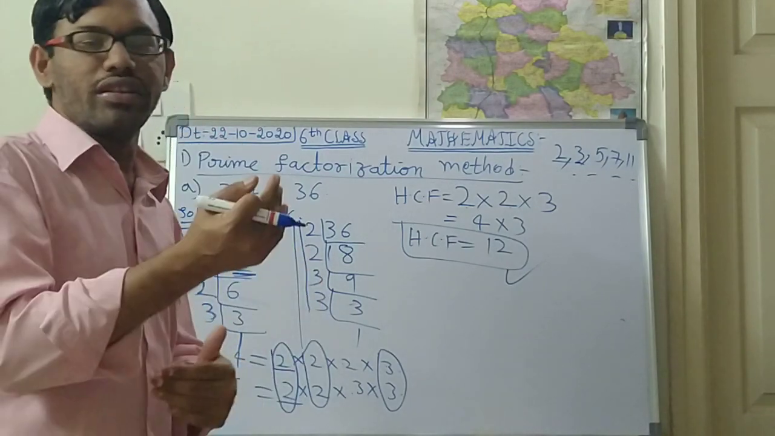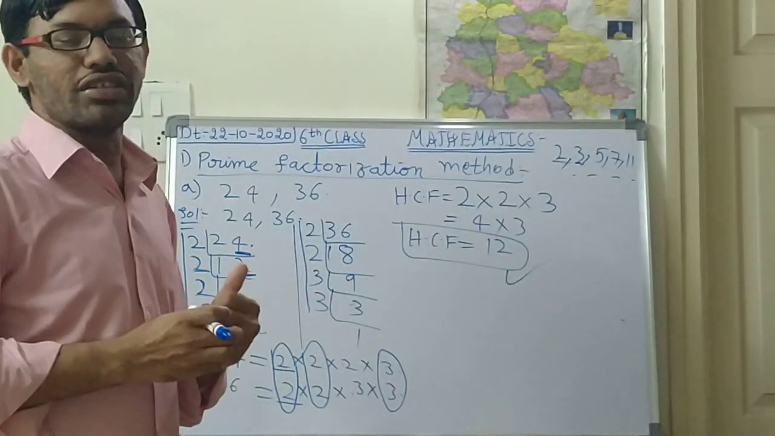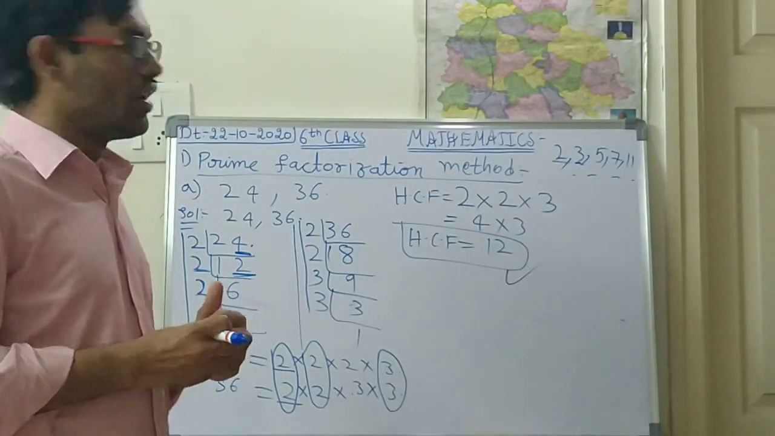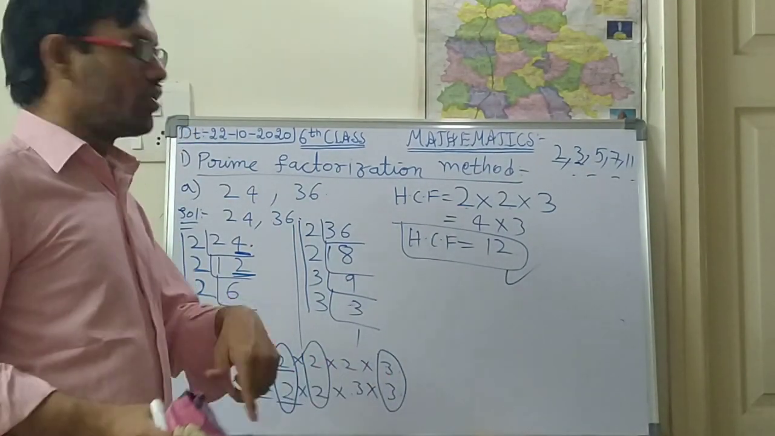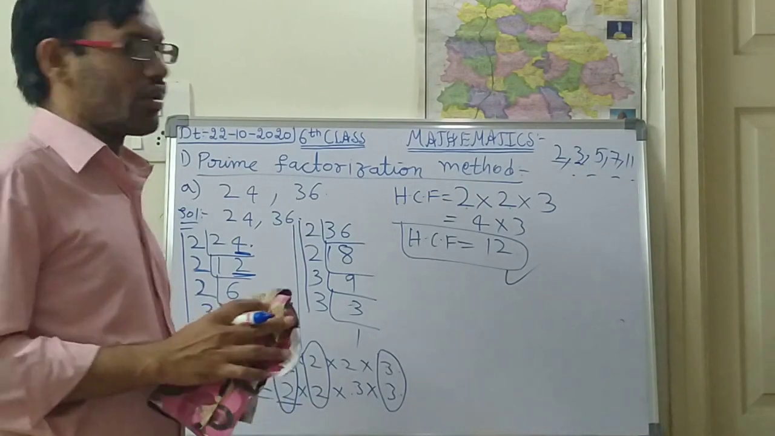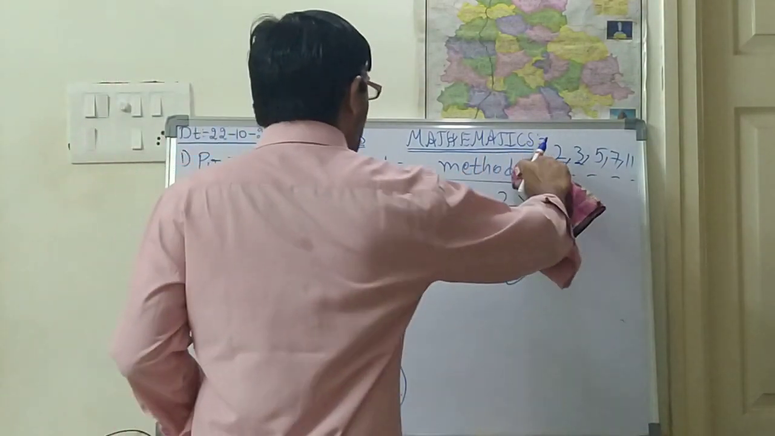So how to do it in the continued division method? That is the second method. For the same problem we shall do it with the second method. Okay, so we shall see how it goes.